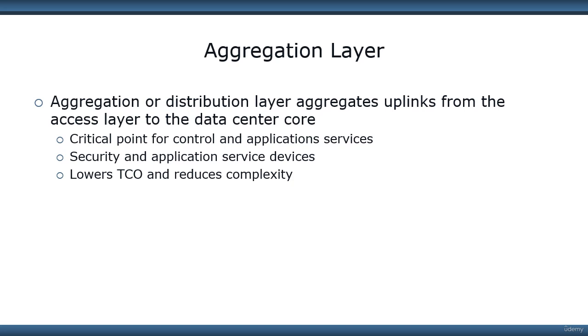So at this layer, you have high-speed routers, you have high-speed multi-layer switches, firewalls, proxy servers as well, and it's there for security and application services. That would be a proxy server. Security devices would be a firewall. But ultimately, it helps to lower the total cost of ownership and reduces complexity.